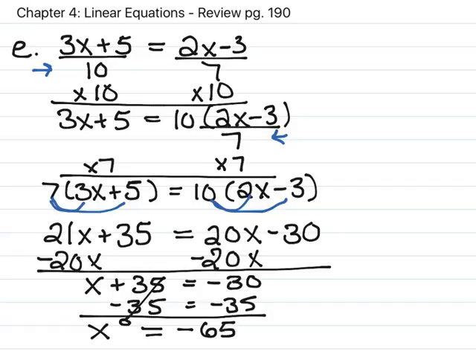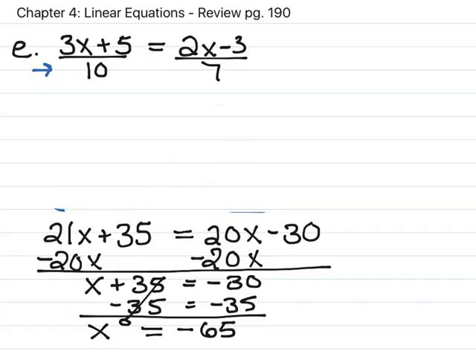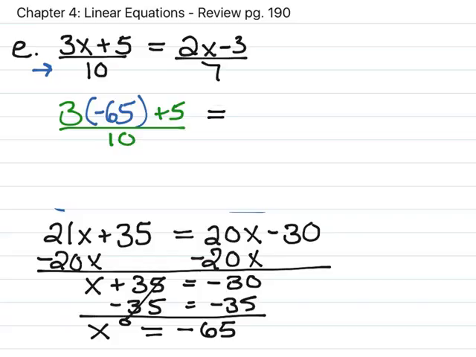So then you can check this. I'm going to erase this top portion here so that we can have space to check it, just because it's a bigger question. So I'll do the check in green. So we'd have (3 times negative 65 plus 5) divided by 10 equals (2 times negative 65 minus 3) divided by 7.